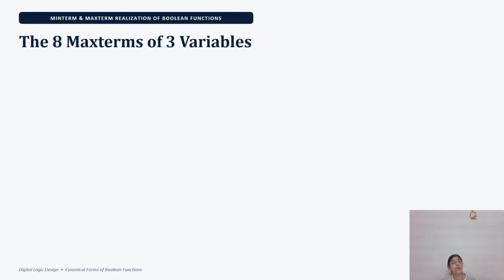Okay, right. So 8 Maxterms of 3 variables. Again, I will remind you what all the things you have to remember. It should be capital M, right? 0 is represented as A, 1 is represented as A dash. And here the function will be equal to 0. But there, in your Minterm, the function will be equal to 1. So this is the rule you have to remember.